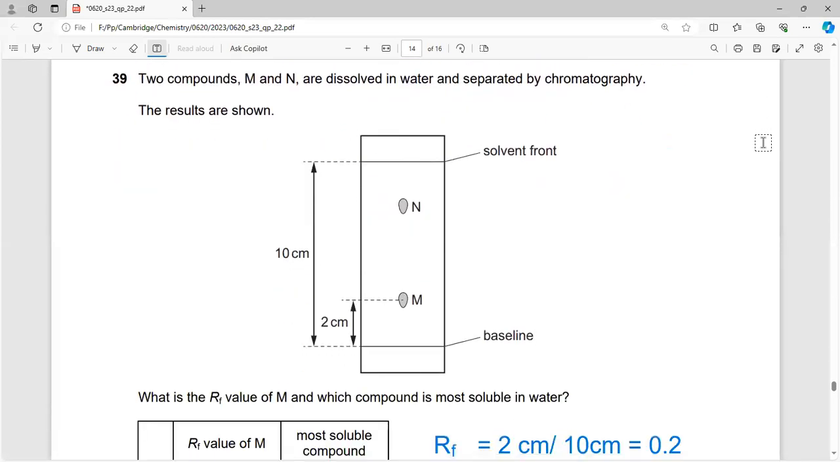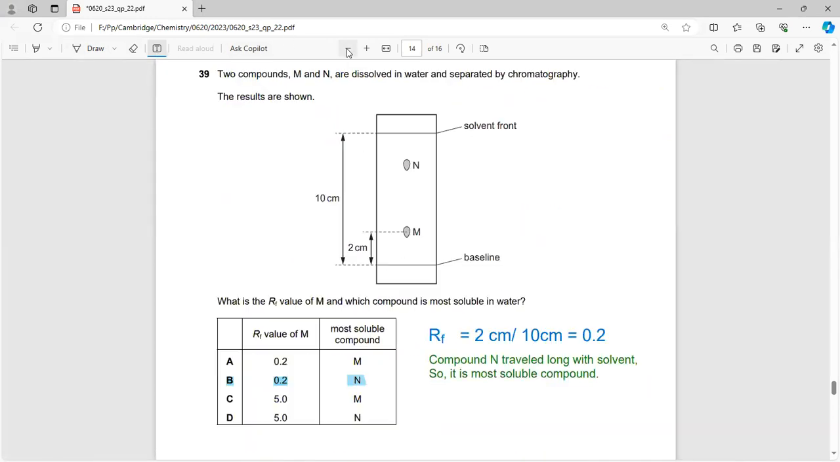The next question is about chromatography. Two compounds M and N are dissolved in water and separated by chromatography. The results are written here, and we need to find the retention factor. The solvent has moved a maximum of 10 centimeters, so the solvent front is at 10 centimeters. From the baseline to M is 2 centimeters, and N is further away than M.